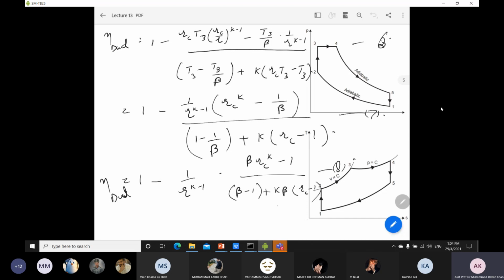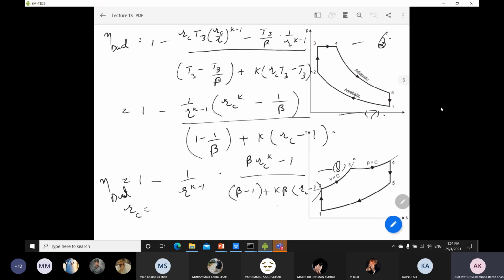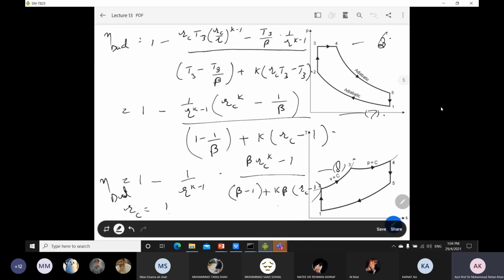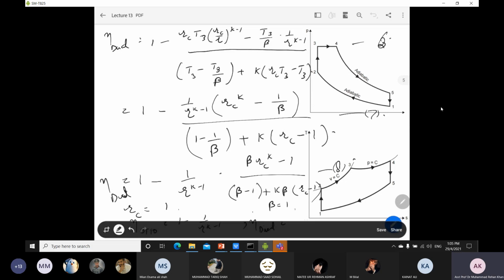Okay, and if you look into this equation, which is the dual cycle, and put the value of rc equal to 1 in equation number 8, it turns out to be the Otto cycle efficiency equation, which is 1 minus 1 over r to the power k minus 1. And similarly, if you put beta equal to 1 in equation number 8, it turns out to be the diesel cycle efficiency equation. Okay, so if you put beta equal to 1, it is the same equation which we developed for the diesel cycle efficiency. Okay, so this is the proof for the dual cycle efficiency.